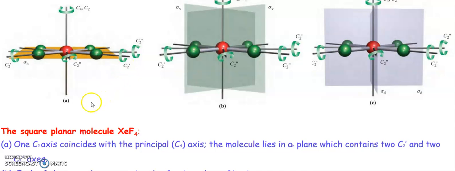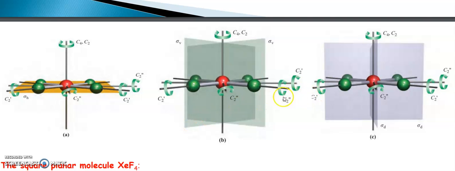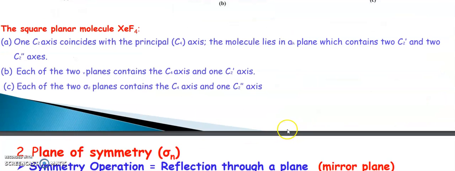C2 prime, C2 double prime. Each of the two planes contains the C4 axis and a C2 prime axis. Each of the two sigma d planes contains the C4 axis and one C2 prime axis. So you can see here sigma d. Sigma d means dihedral plane. So this one is one dihedral plane, this one is one dihedral plane.